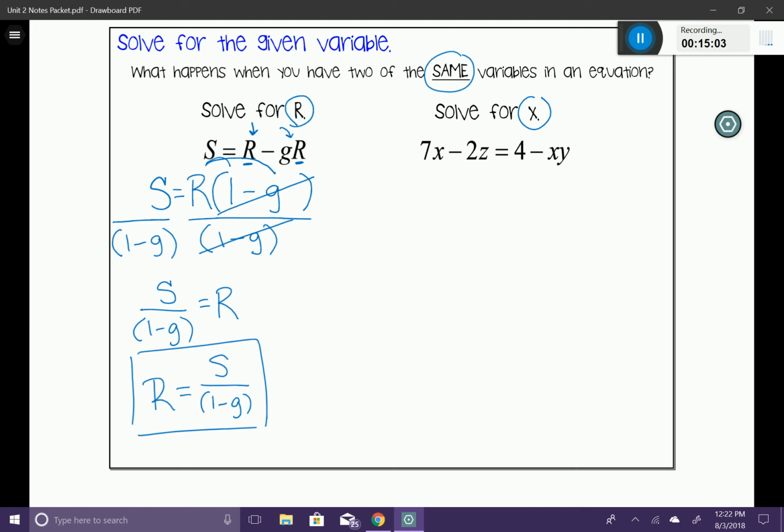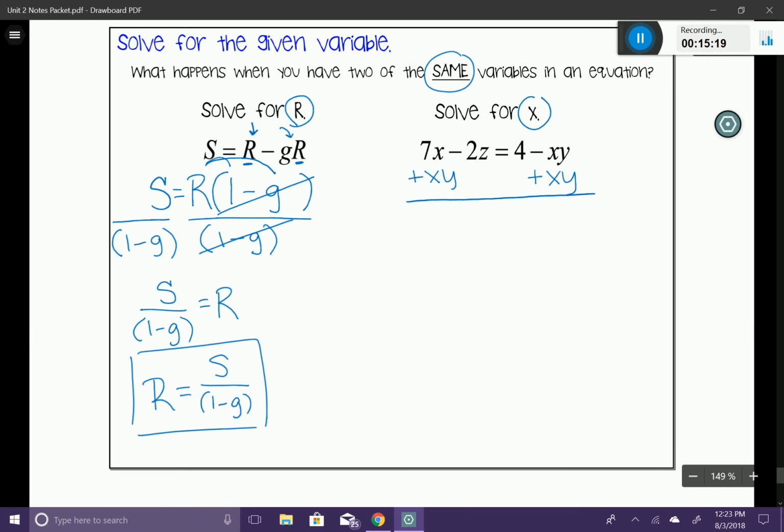So let's go ahead and get everything that has an x on one side and everything else on the other side. Let's take a second to do that. I'm going to move xy over to the other side, so I'm just going to add him to this side. That's going to leave me with 7x plus xy minus 2z. Notice how I brought him down. That's going to equal 4.